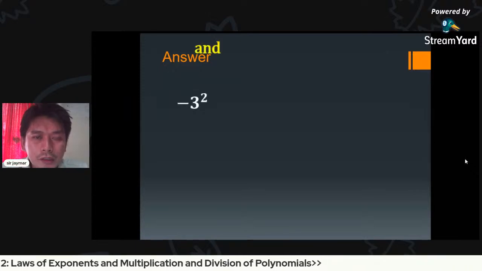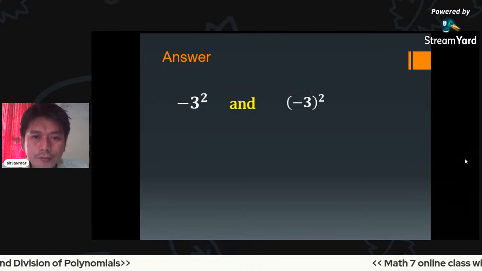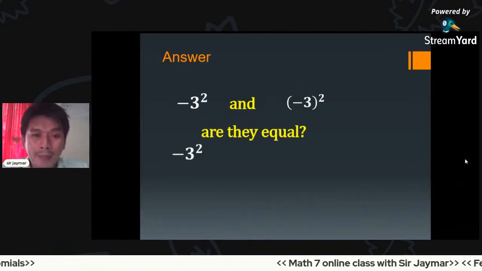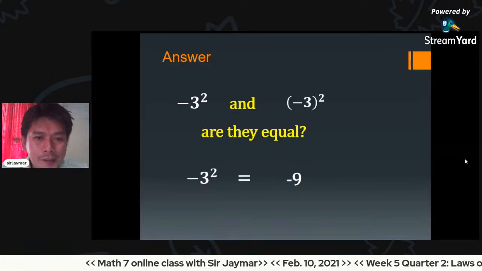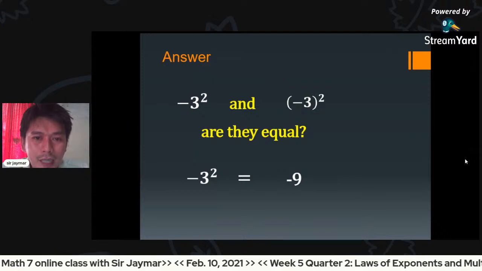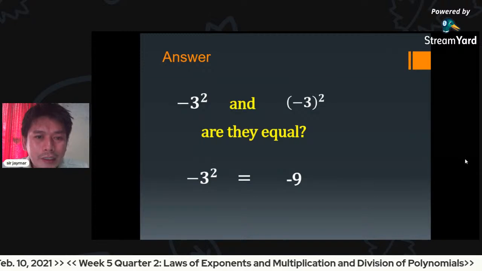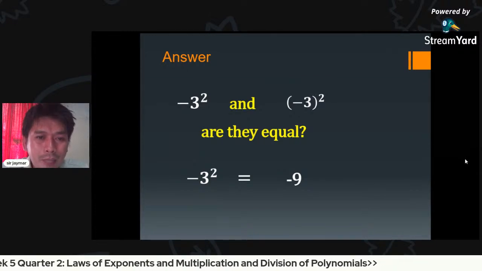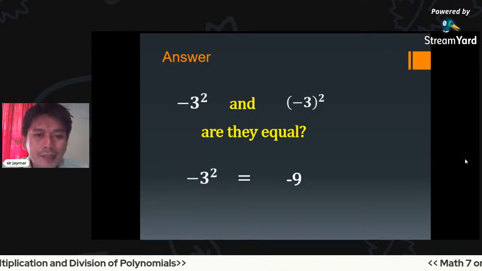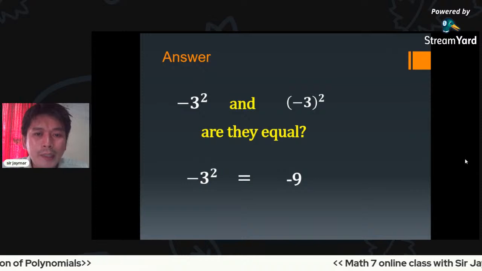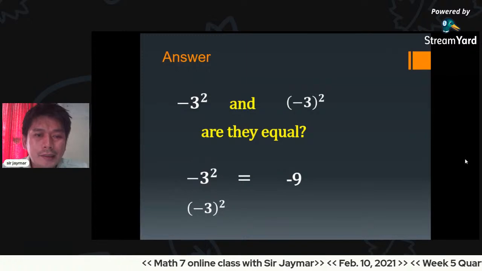So let us see the solution on the screen. It shows that negative times 3 squared will become negative 9. When a negative number is multiplied by 3 raised to 2, the negative will remain, because it is negative 1 times 3 squared. The 3 squared will be positive 9, so 9 times negative 1 will be negative 9. So the base will be 3.